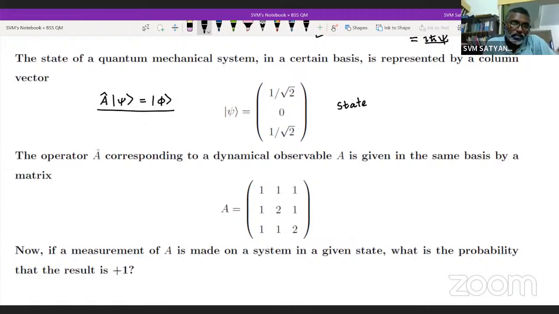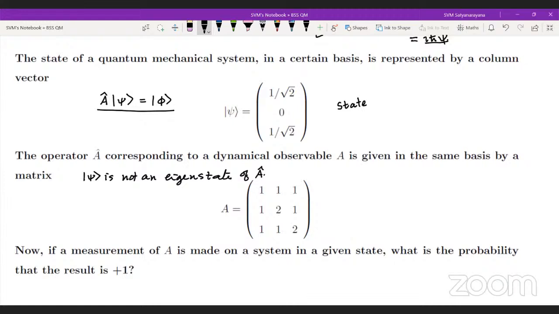That is, this psi is not an eigenstate of A. That is something that we can verify. How to verify? You operate A on psi, you will not get psi out. Correct?